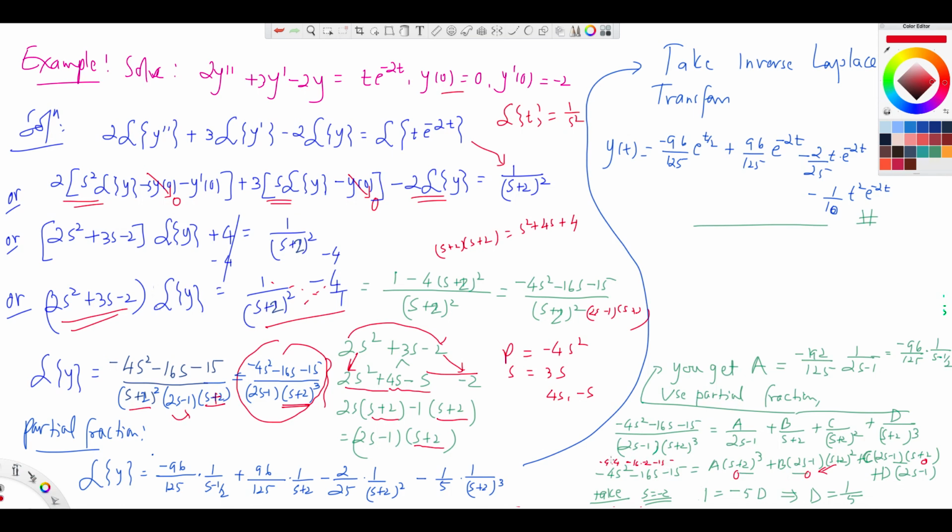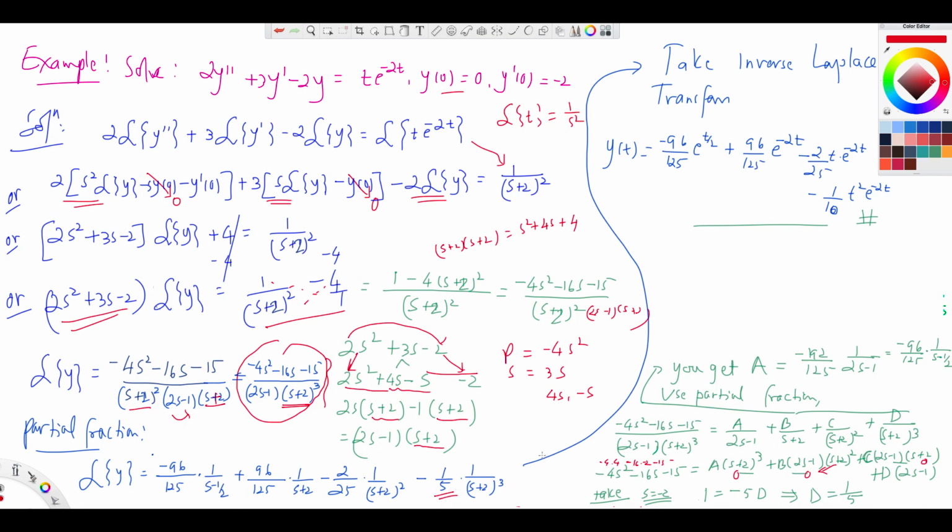15. If you simplify this, you will get negative 16 plus 32 minus 15. So negative 16 minus 15 is negative 31 plus 32. So basically 1 on the left side. So if you solve this, you will get d equals 1/5. That's what you get there, right?